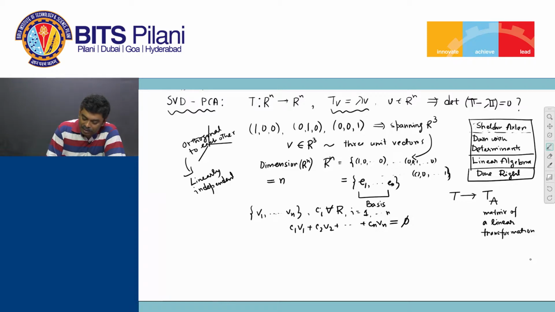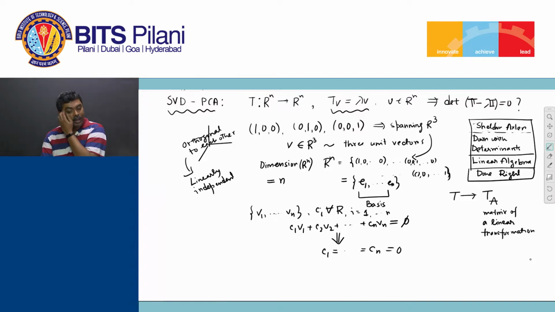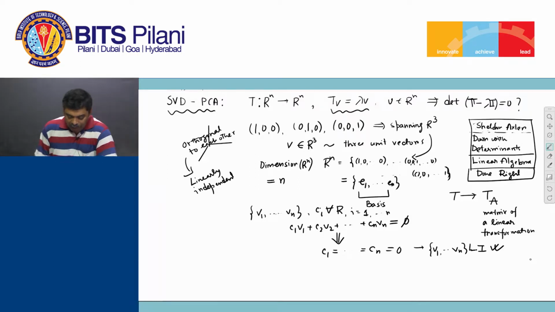Then this implies, the only implication of this has to be that all of these guys are identically 0. Okay, this is very, very important. I mean, how does this ensure that the vectors v1 through vn are linearly independent? Then see, it's very simple.